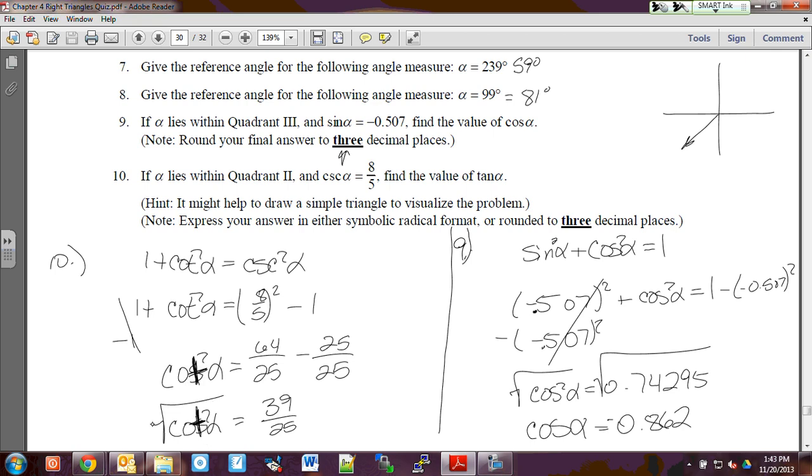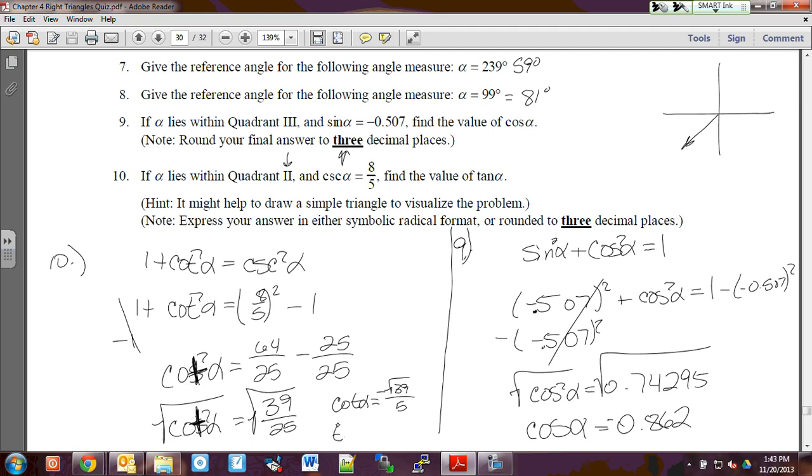So now take the square root of both sides. So the cotangent of alpha equals the square root of 39 over 5. But this is in quadrant 2. So in quadrant 2, the cotangent is negative. So this will have to be negative square root of 39 over 5.